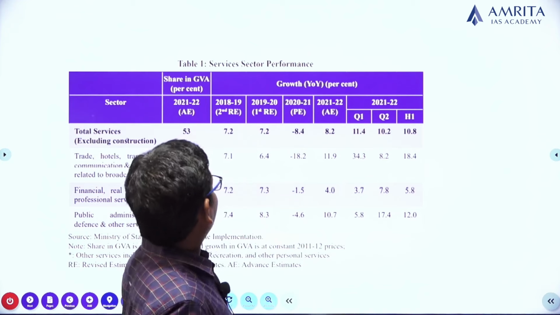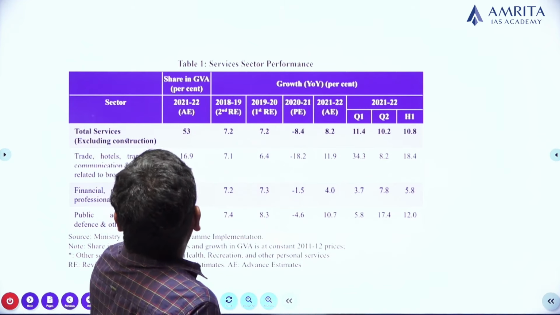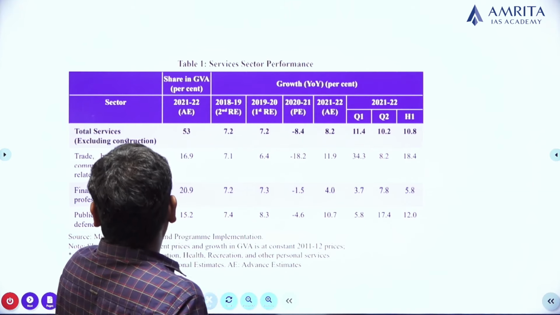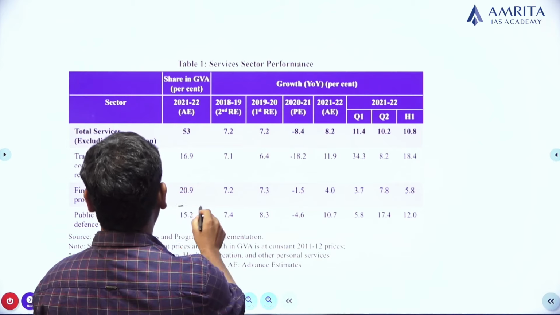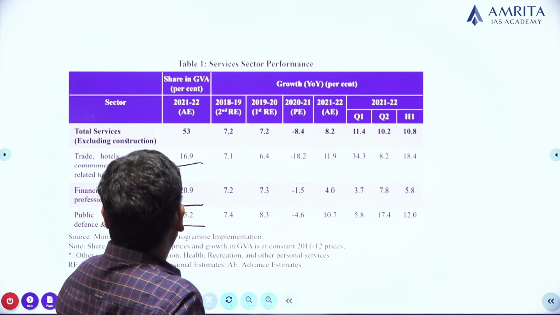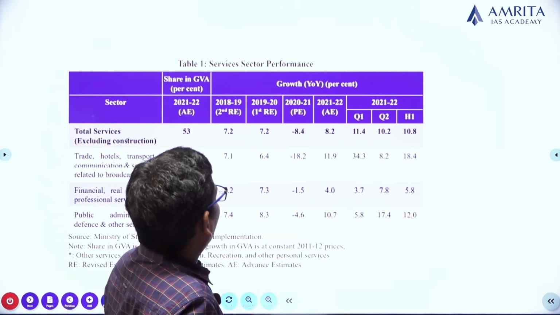In the services sector, again you know the different components of the services sector. The total contribution in GVA is 53%. In that, financial, real estate, professional services is 20, trade, hotels is 16, public administration, defense and others is 15.2.